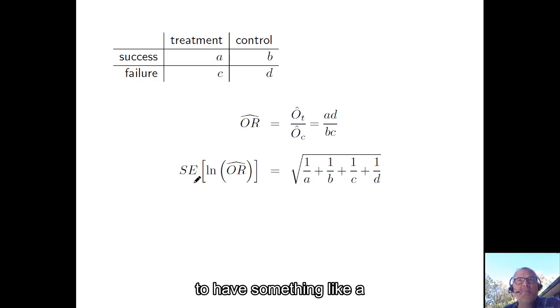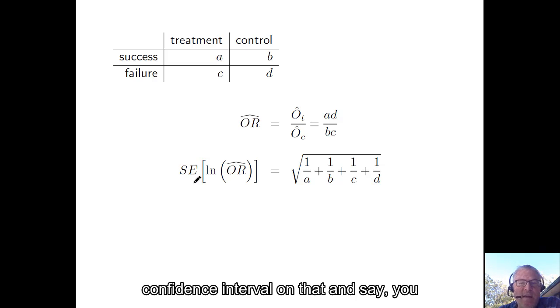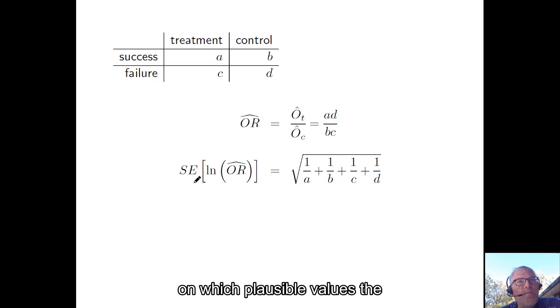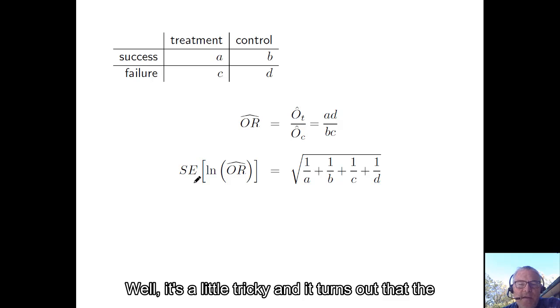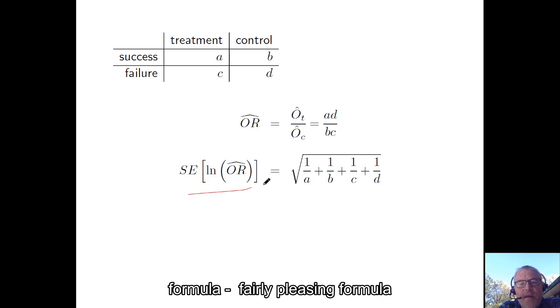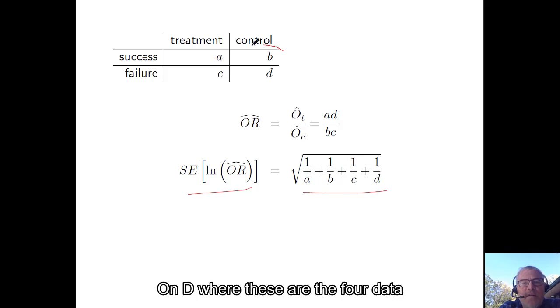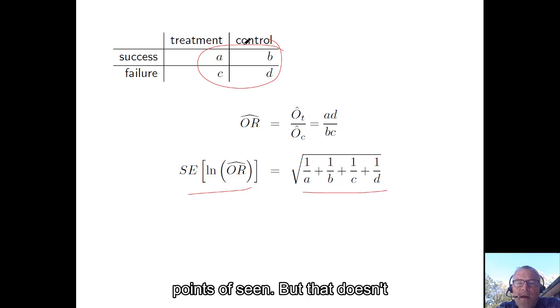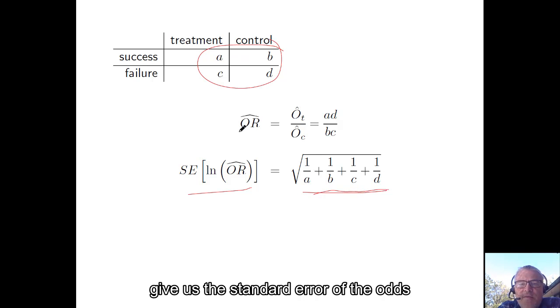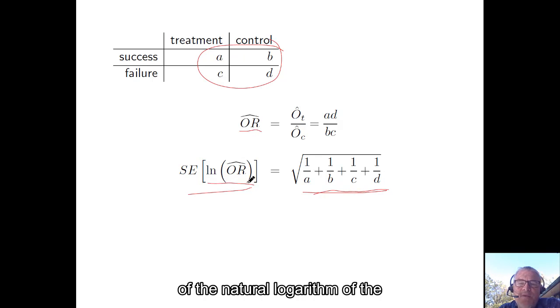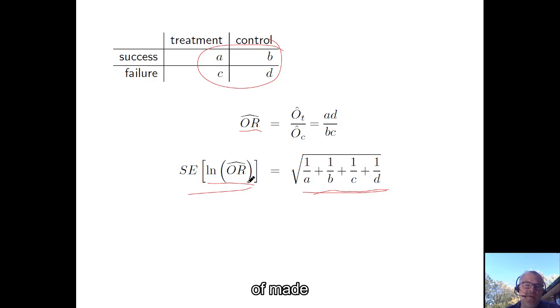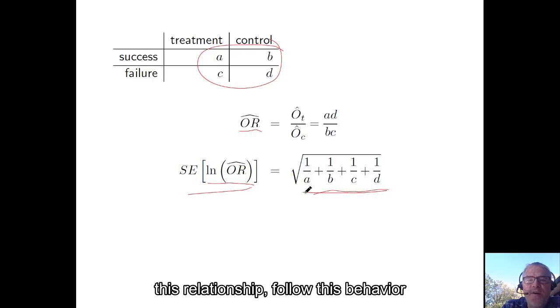But if we want to have something like a confidence interval on that and say how confident we are in which plausible values the odds ratio could really be, well, it's a little tricky. It turns out that statisticians have figured out a nice, fairly pleasing formula here. The square root of 1 on A plus 1 on B plus 1 on C plus 1 on D, where these are the 4 data points that we've seen. But that doesn't give us the standard error of the odds ratio. Instead, it gives us the standard error of the natural logarithm of the odds ratio. Just, it turns out that the math gods have made this relationship follow this behavior.